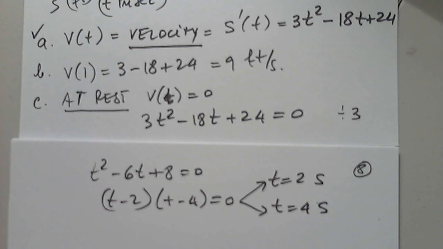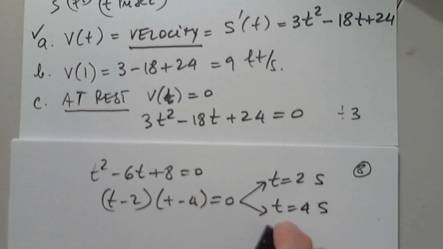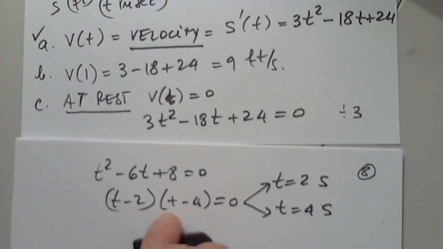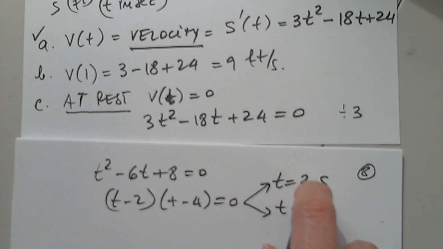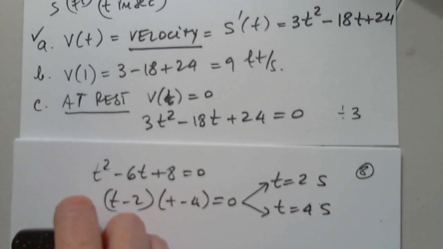D. When is the particle moving in the positive direction? Okay, so again, the particle starts somewhere and does this. When the particle moves in this direction, we say it's positive, in the positive direction. In this case, the particle moves in the negative direction. It comes back.